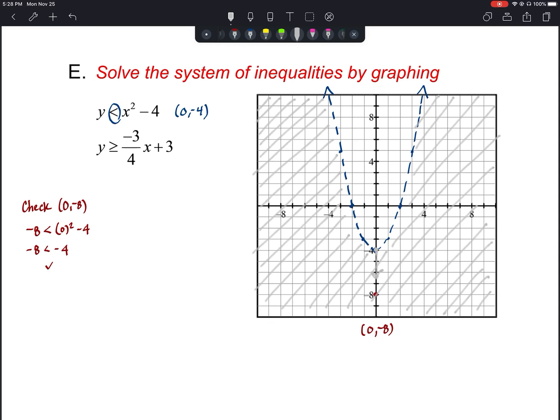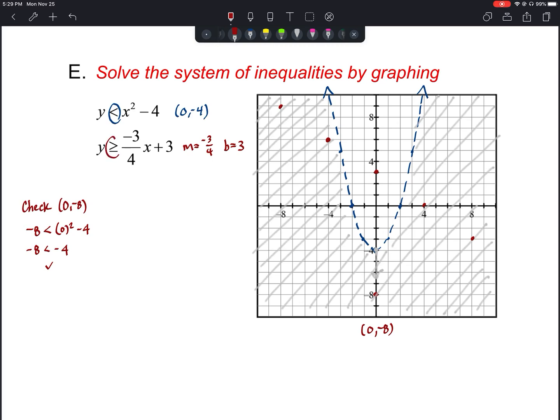And now we're going to look at the line, the second one there. We'll do that one in red. So for that one here, our slope is -3/4, and our y-intercept is 3. So we'll go down 3 and right 4, or up 3 and back 4.